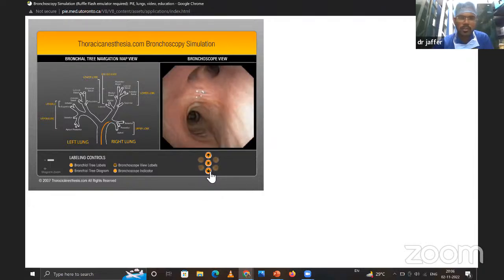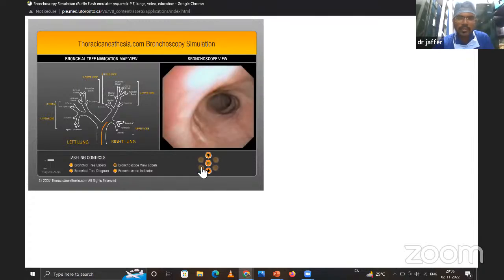Now I will come out. I have come down, come out to the right main stem bronchus now. So this is the RC1, that is the secondary carina on the right side. Now I will move into the place called the bronchus intermedius. That is after the take-off of the right upper lobe bronchus, it is called the bronchus intermedius, where we get both the middle lobe and the lower lobe.